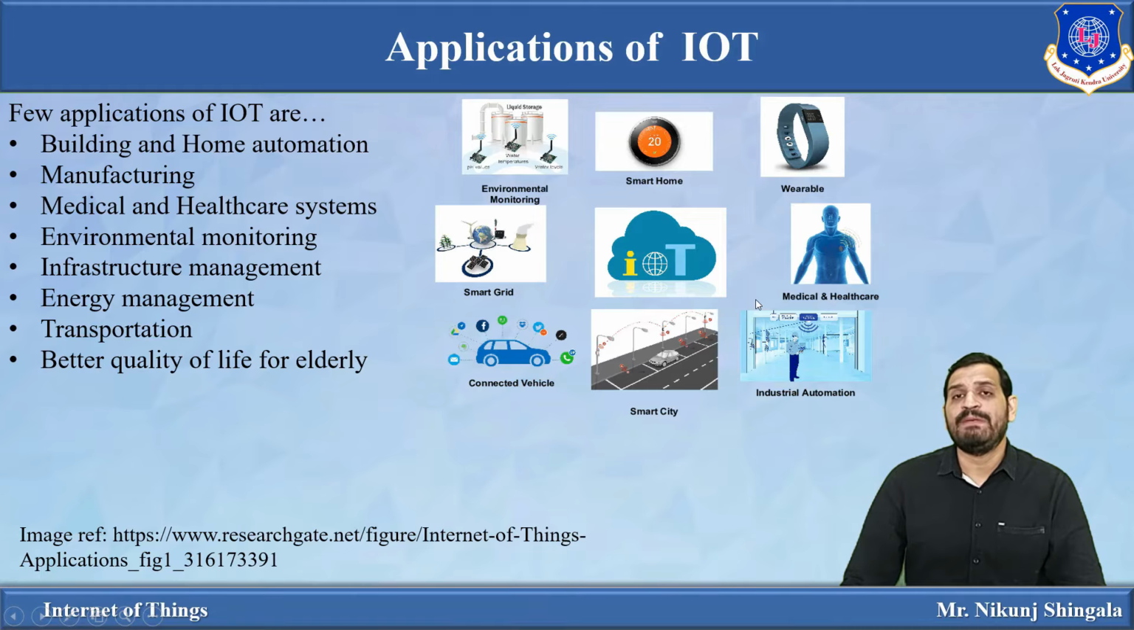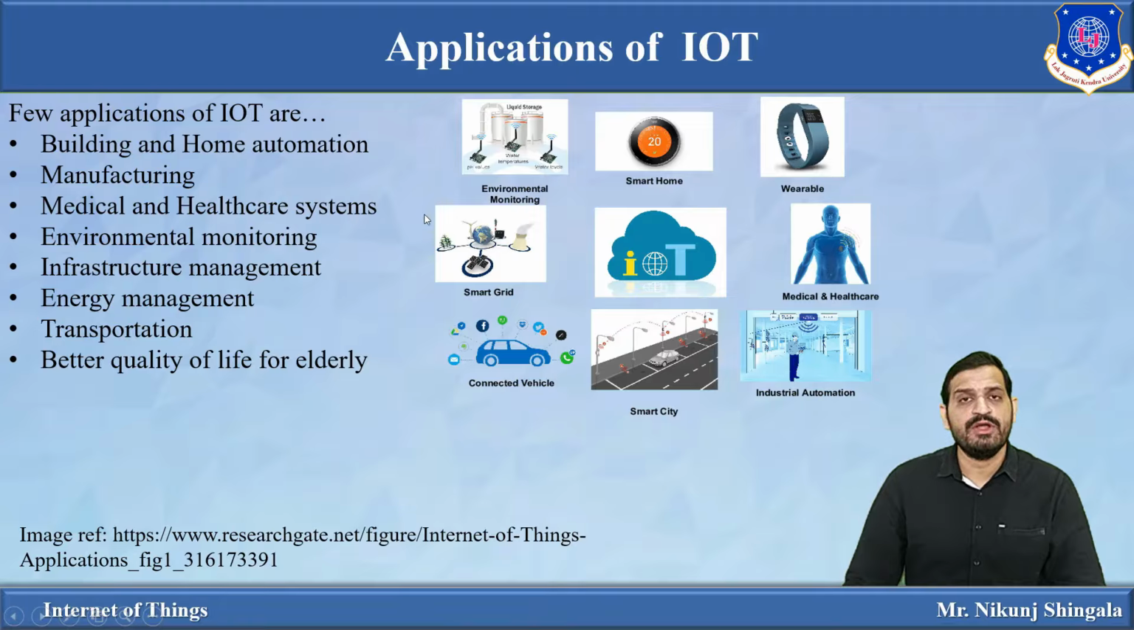Next one is the application of IoT. There are countless applications of IoT. A few applications of IoT which I have mentioned, and we will see details of some of them. Building and home automation: it is used for smart building, smart home. Manufacturing: nowadays Industry 4.0 is there, so industries are robotics based. In manufacturing and supply chain, it is used for productivity and supply chain.